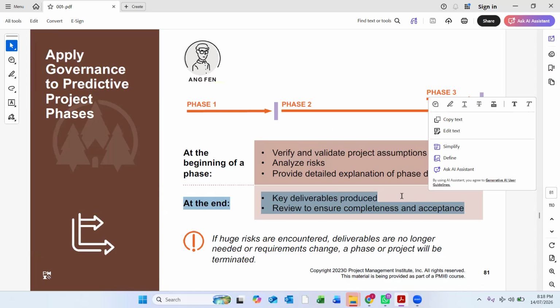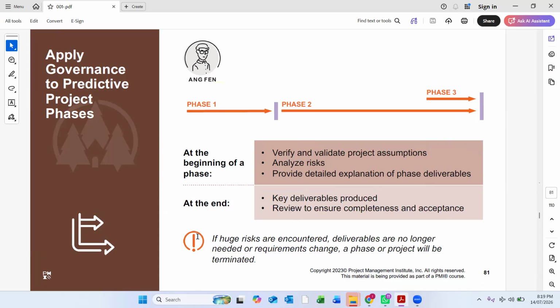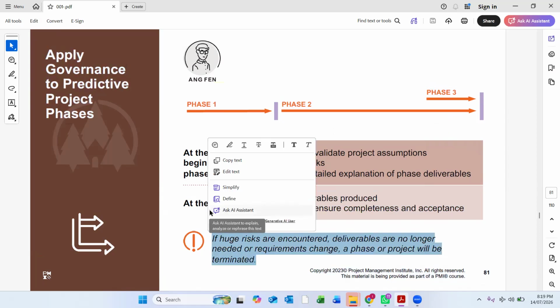So if you encounter huge risk, deliverables are no longer needed or requirements change, a phase or project will be terminated. If you suddenly face huge risk in any project or in any phase, what should they decide? We cannot make changes with the vendor. We cannot make changes. We have to terminate that project, right?